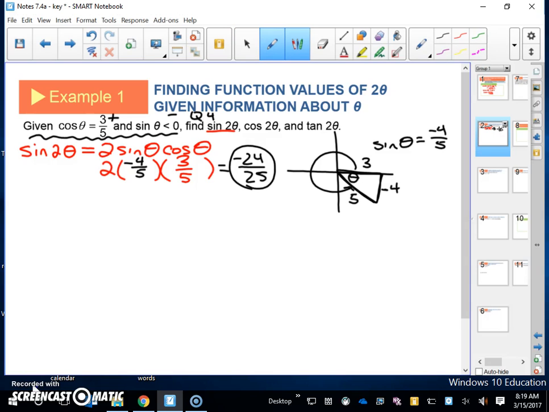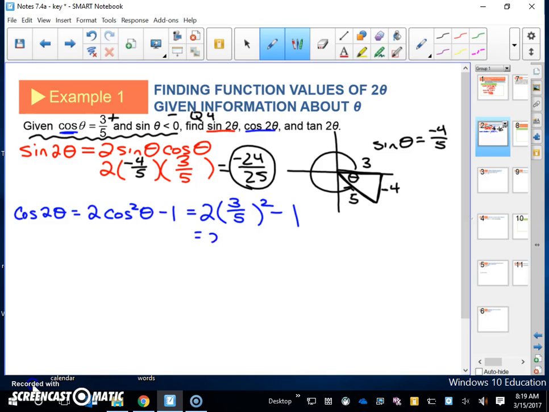25. So next, let's do cosine 2 theta. We've got 3 different choices there, and so really you want to pick one. It doesn't really matter. I would probably use the one that has just cosine in it because that's what was given to me in the problem. So I would choose the identity that says 2 cosine squared theta minus 1. I only have one blank to fill in, and they gave me cosine theta was 3/5. So I'm just filling in that hole, squaring it, multiplying times 2 and subtracting 1. So let's clean that up.